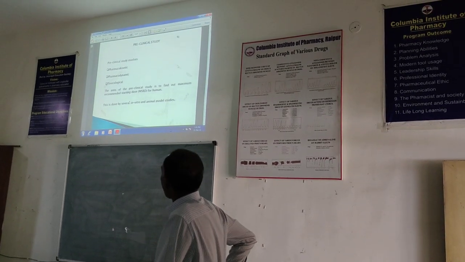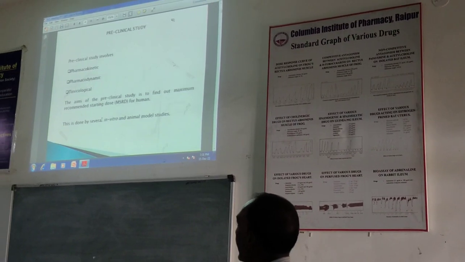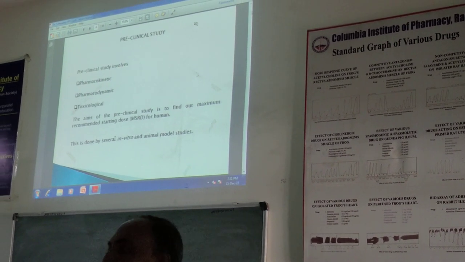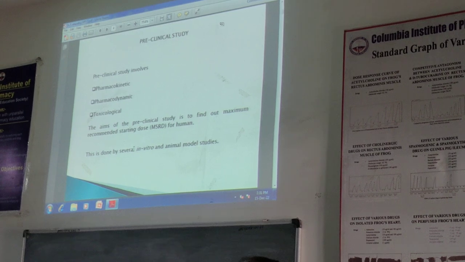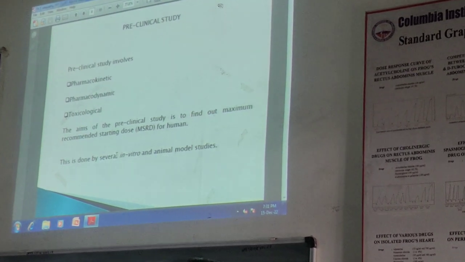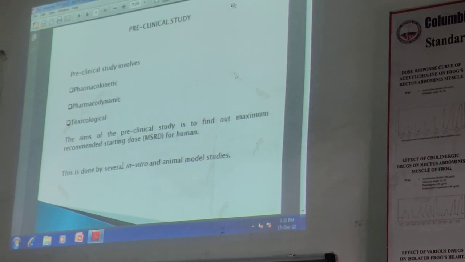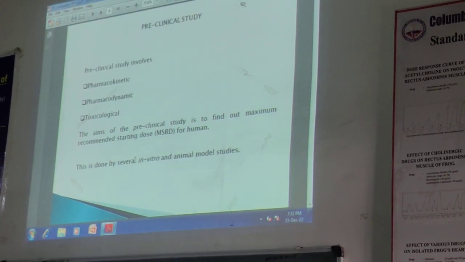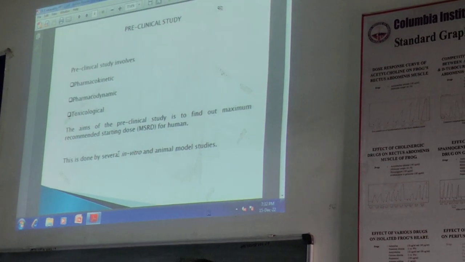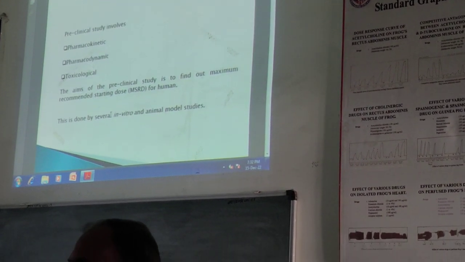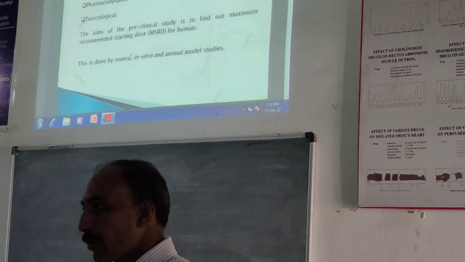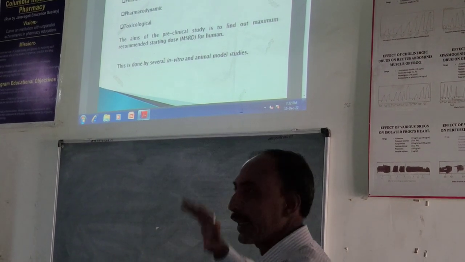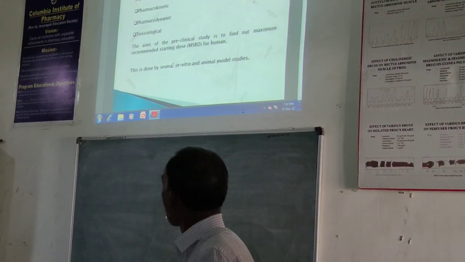In this preclinical study, there are three phases. First is pharmacokinetic, second is pharmacodynamic, and third is toxicity. Pharmacokinetic, all we know, is how the drug is absorbed, which route it is going to absorb, to what extent it is absorbed, and what is the rate of absorption. Everything else from that pharmacokinetic parameter we will observe.